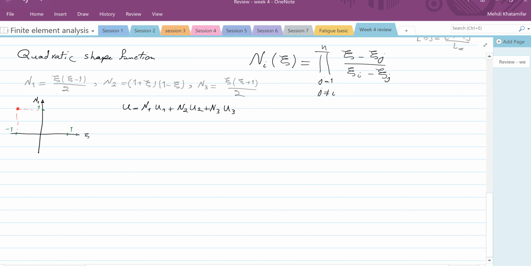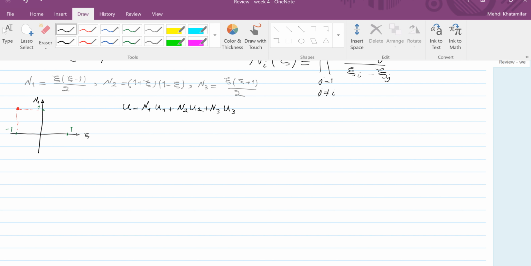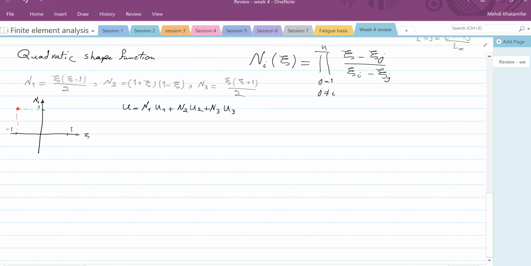So for the right side, if I put 1 for psi, it is going to be 0. And for 0, it is going to be 0. So the graph is going to be something like this. Oh, what happened?